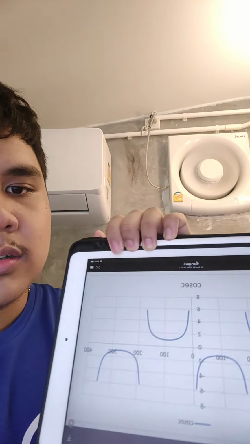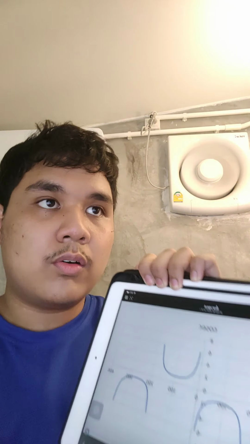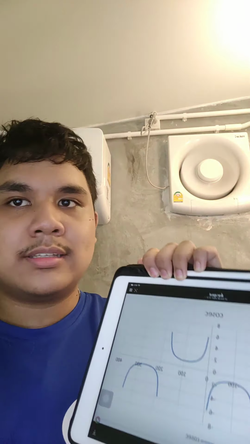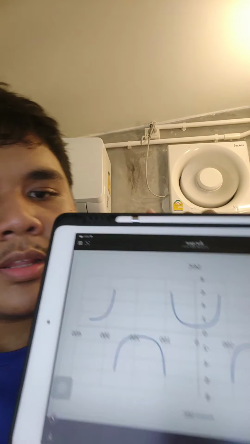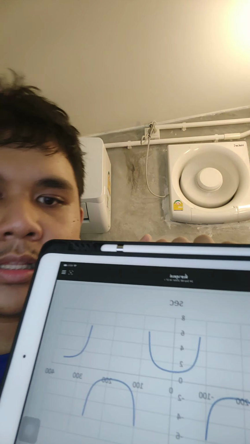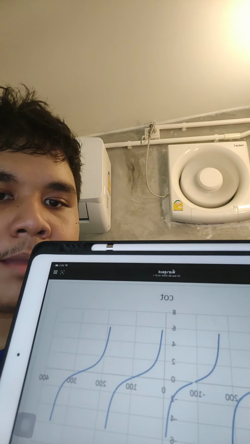The next one is cosec. Cosec has a shape like an upside down half oval, and it has no altitude like the tan graph. And the next one is sec. Everything about sec is the same as cosec, but the shape is inverted. And the last one, cot. Cot is exactly like tan, but it's also the mirror of the shape.